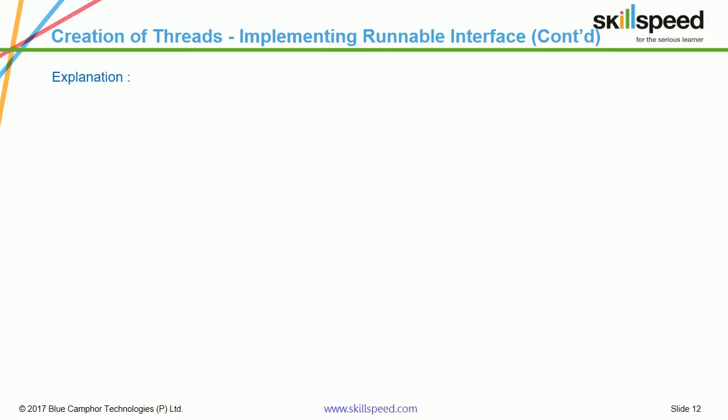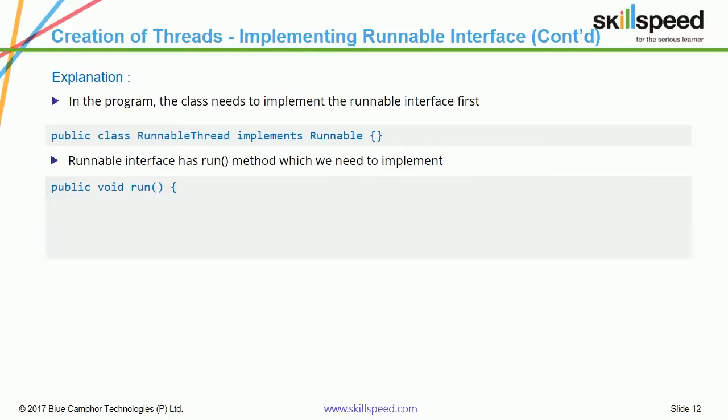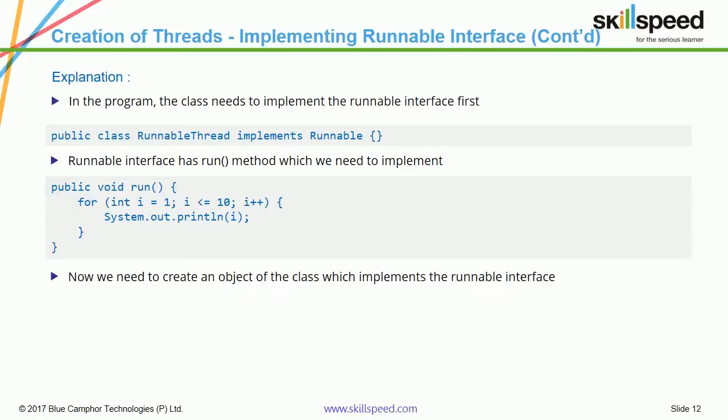Let us look at a simple explanation of the class that we have created using the Runnable interface. In the program, the class needs to implement the Runnable interface first. So we have written public class RunnableThread implements Runnable. The Runnable interface has a run method which we need to implement. So we are writing public void run, and inside that we are writing the statements for printing 1 to 10, which is the for loop, and printing of the i value.